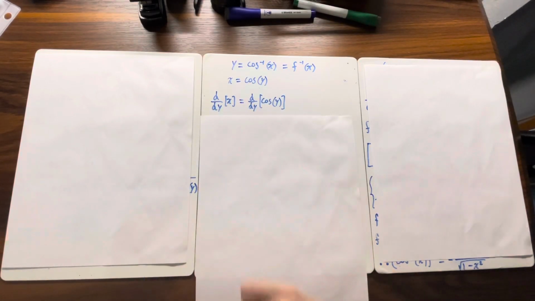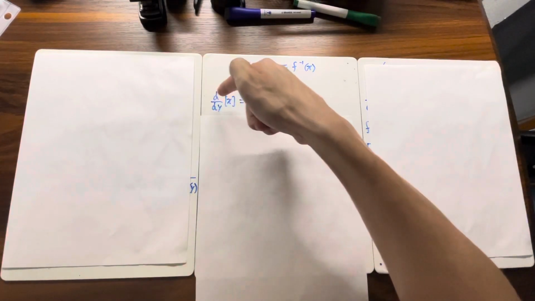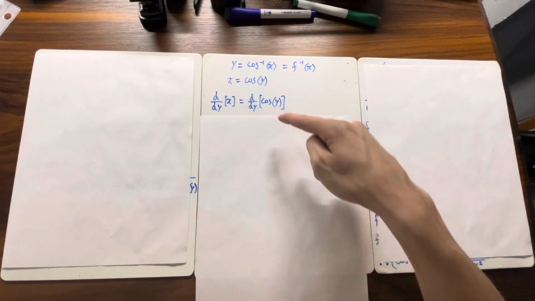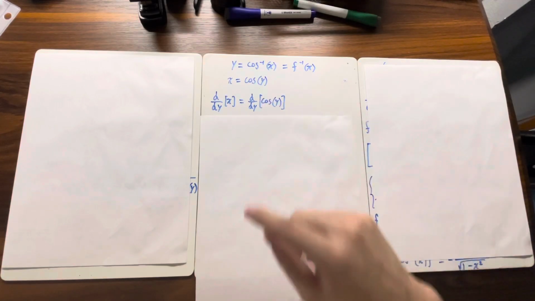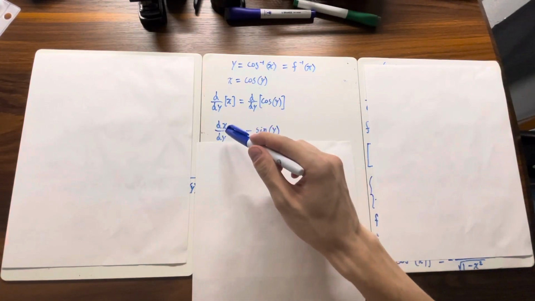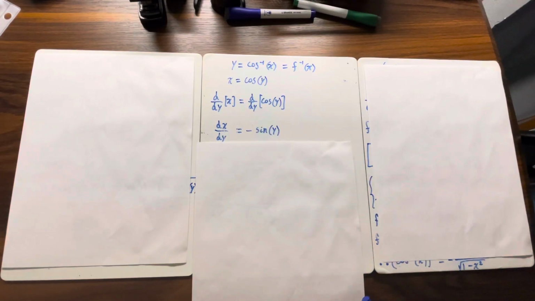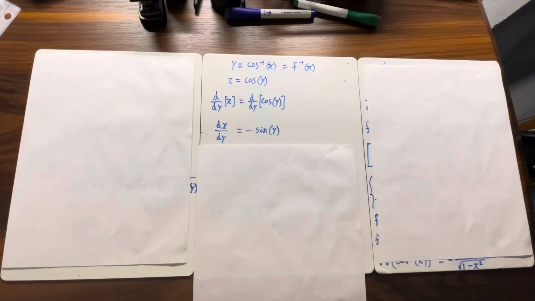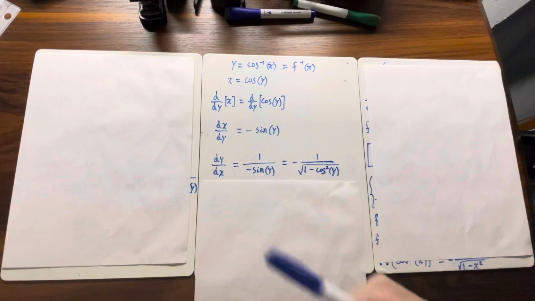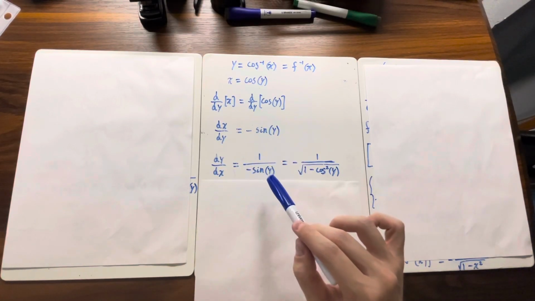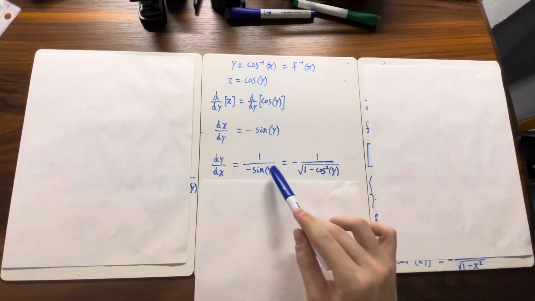First, I'll differentiate with respect to y. So we get that dx/dy is equal to the derivative of cosine of y with respect to y. Of course, this is equal to negative sine of y. So we get that dx/dy is equal to negative sine of y. But we don't want dx/dy, we want dy/dx. So we can reciprocate both sides of this equation, and we get that dy/dx is equal to 1 over negative sine y. But what is sine of y?